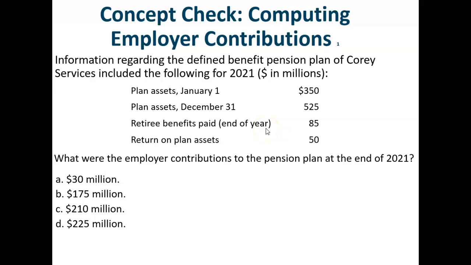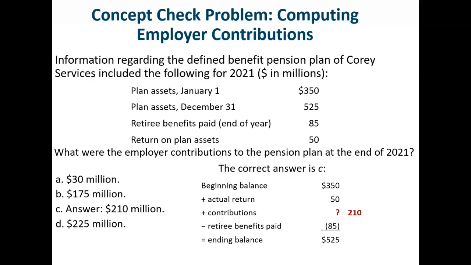Let's work another similar concept check problem. Information regarding the defined benefit pension plan of Corey Services, including the following for 2021. Plan assets at January 1st, $350 million. Plan assets at December 31st, $525 million. Retiree benefits paid, $85 million. Return on plan assets, $50 million. What were the employer contributions to the pension plan at the end of 2021? Please pause the video to prepare your calculations and select your answer. Then start the video again to check your work. And the correct answer is C, $210 million. This calculation, as you can see, is done in exactly the same way the prior problem was solved.